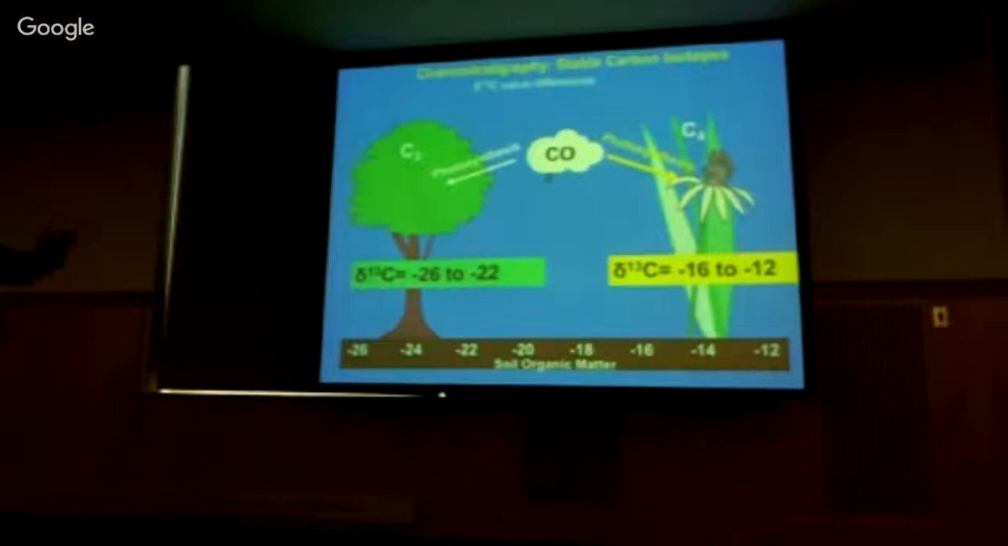The reason this is important is that, as you're going to see, I'm going to show you lots of buried soils. And by looking at the values, the differences in these soils, we can determine whether the plant community was more C3 dominated or C4 dominated. Okay, so that's an important part of the story as well.